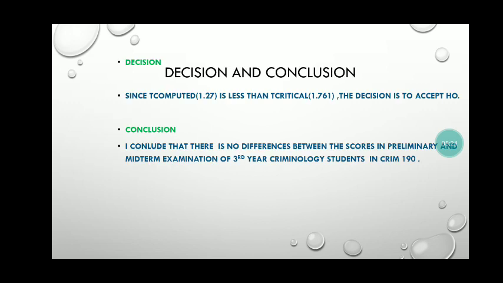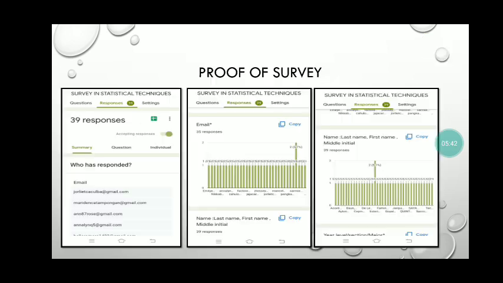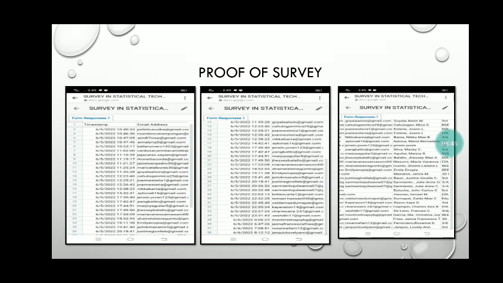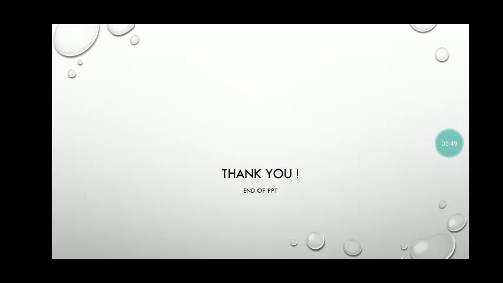So the decision, in conclusion: since t computed 1.27 is less than our t critical 1.761, the decision is to accept H0. So I conclude that there is no difference between the scores in preliminary and midterm examination of third-year criminology students in Crim 190. This is the proof of survey. And this is the end of the presentation. Thank you. The statistical tool that we used is the paired sample t-test.